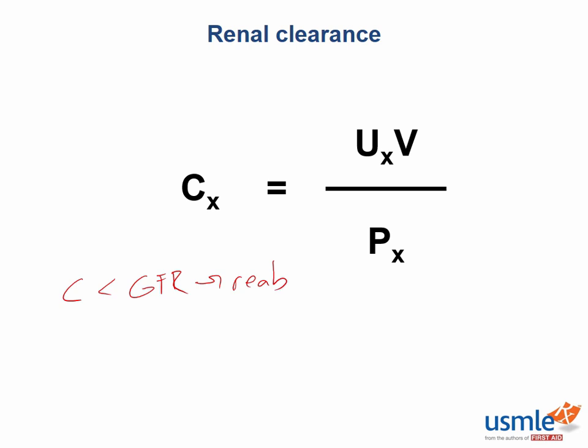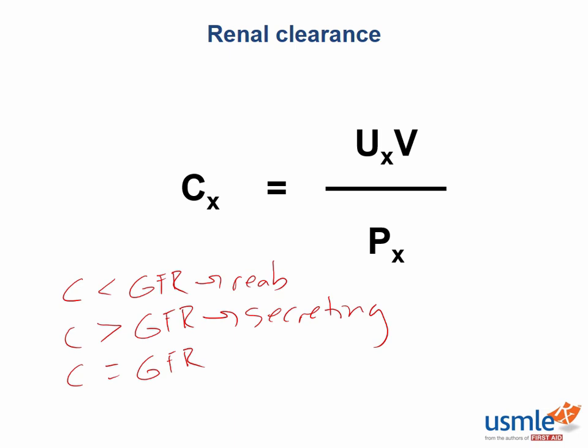Now for another case, what if the clearance is actually greater than GFR? What does this mean that the nephron is doing to that substance? Well, in this case, the nephron is actually secreting it. Secretion happens downstream from the glomerulus, and it's the only way clearance can ever be greater than GFR. And then finally, what if clearance equals GFR? If the clearance and the GFR are equal, then there is no net secretion or reabsorption.